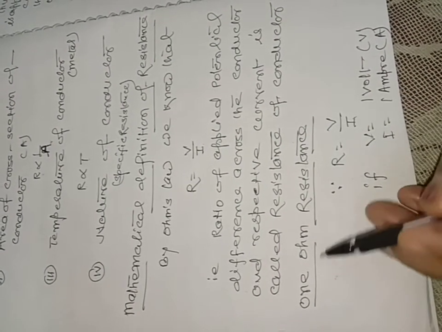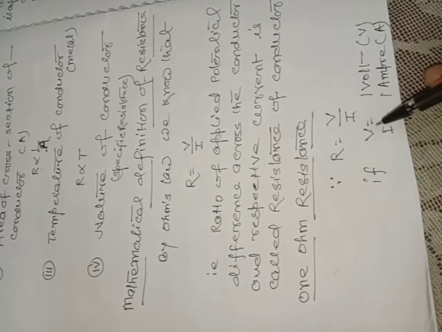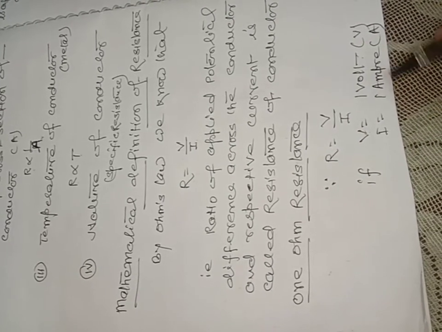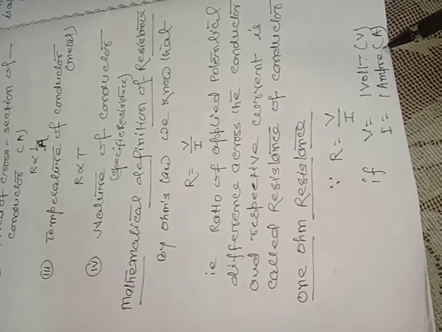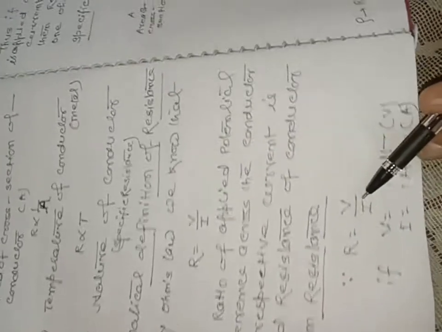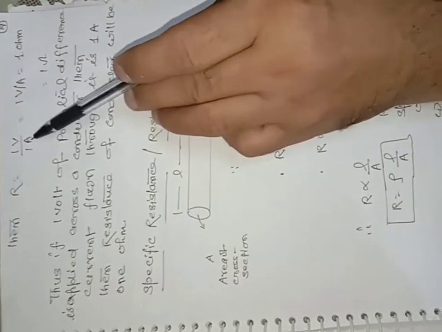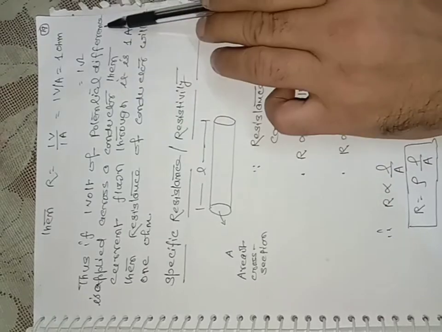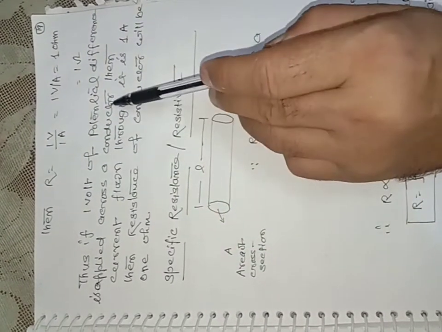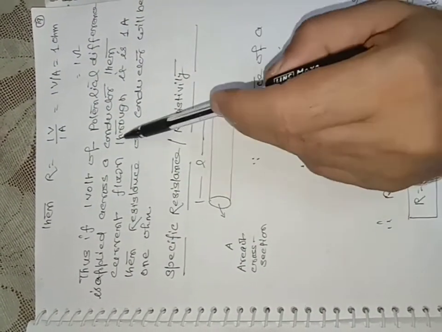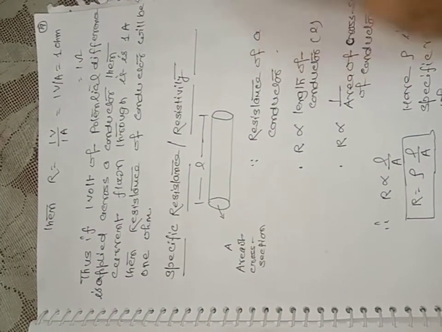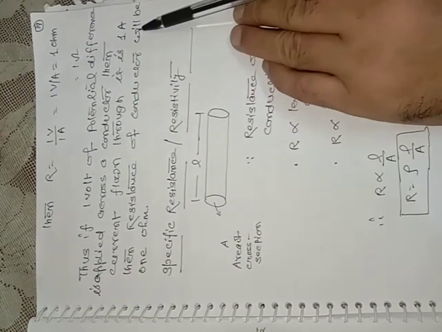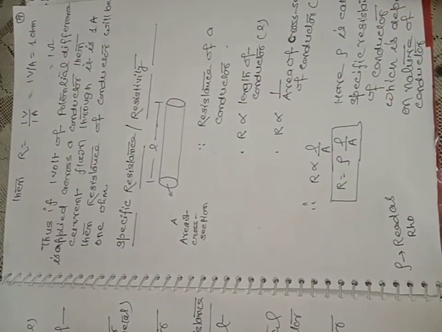So what is the definition of 1 ohm resistance? See here. Suppose the applied voltage is 1 volt and the current flowing through the conductor is 1 ampere, then the resistance of that conductor will be equal to 1 ohm. That is, if V is 1 volt and I is 1 ampere, then R is equal to 1 ohm. Clear? Let's see what specific resistance is.